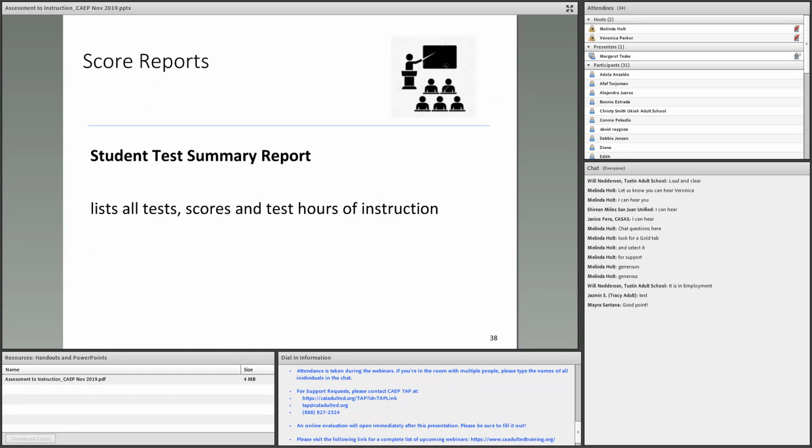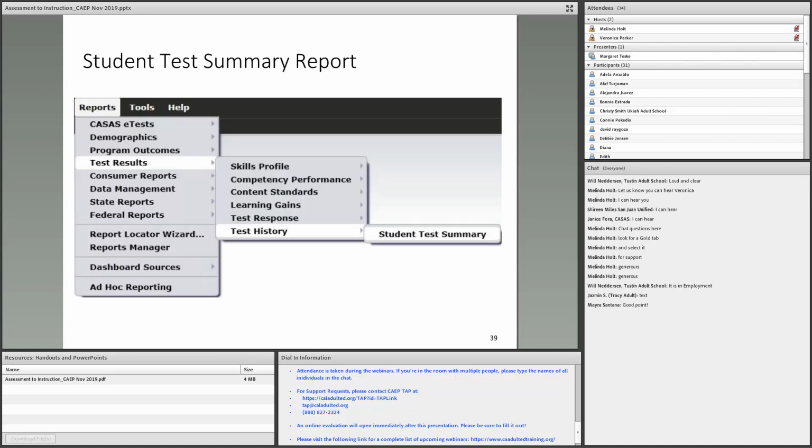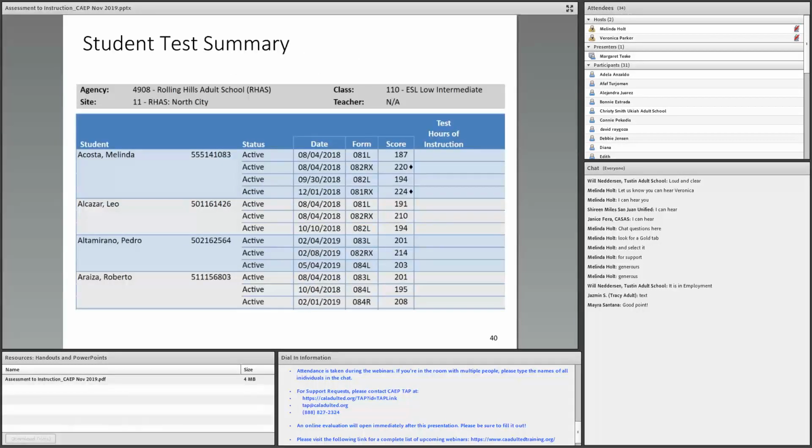Okay, what is a student test summary report? This would list all their tests, all their scores, and test hours of instruction. So that is found in TE under test results, test history, and then student test summary. What does it look like?